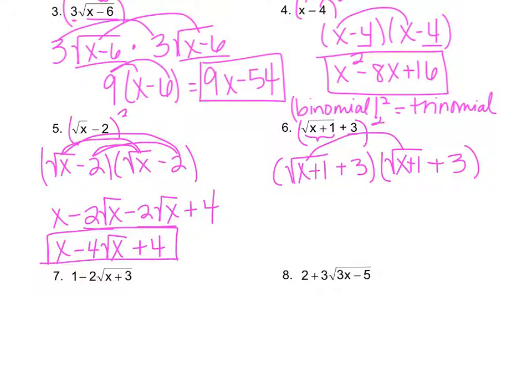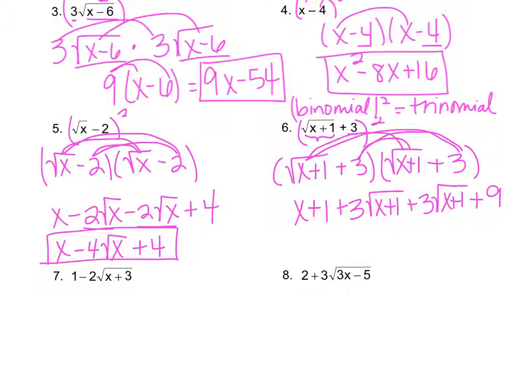So I'll start out with multiplying the first terms. A radical times itself gets rid of the radical, so you're just left with x plus 1. Square root of x plus 1 times 3 is 3 square root of x plus 1. And then the inside, we get 3 square root of x plus 1. And then 3 times 3, we get plus 9.